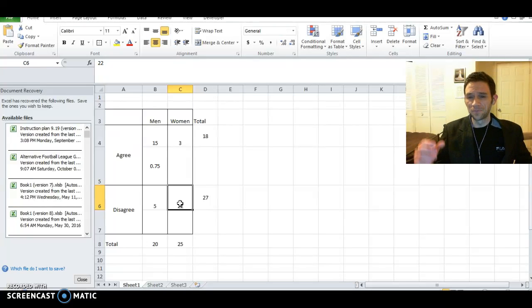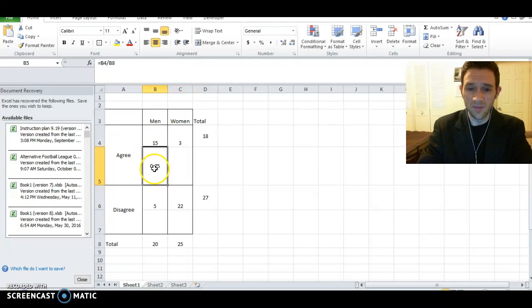So we call that degrees of freedom. How many cells are free to vary? And in the case of this table, only one cell can vary. Once we have one cell filled out, we can fill the rest out as long as we have the totals. That's degrees of freedom. And we'll come back to that later.